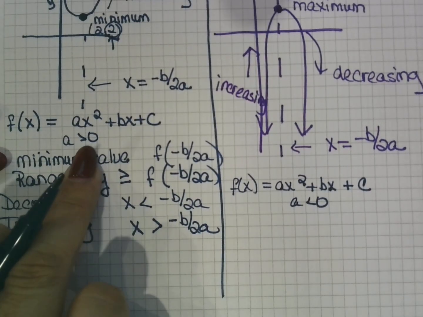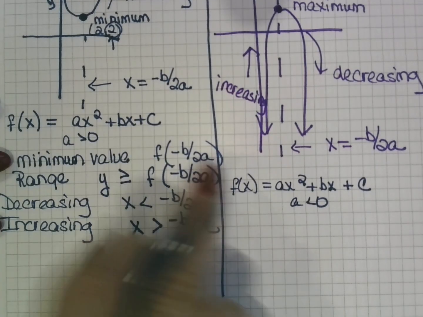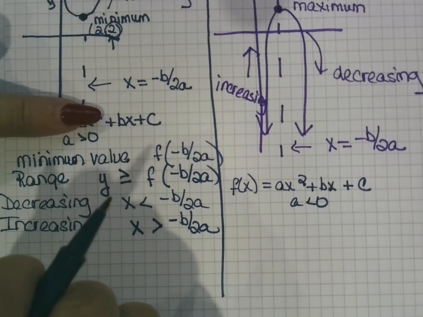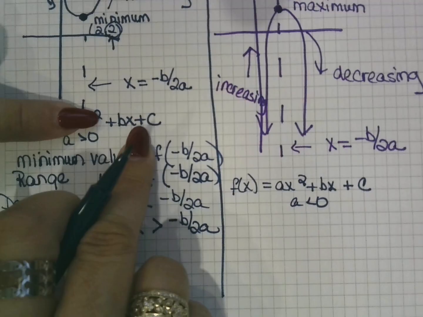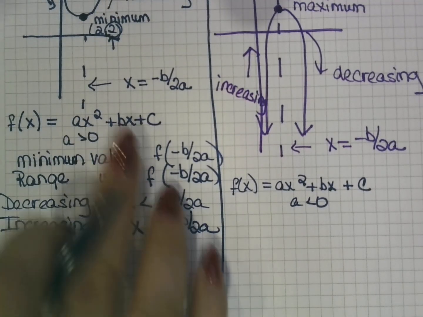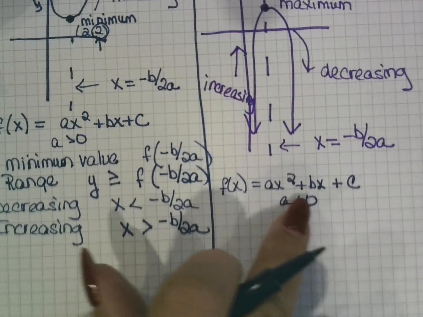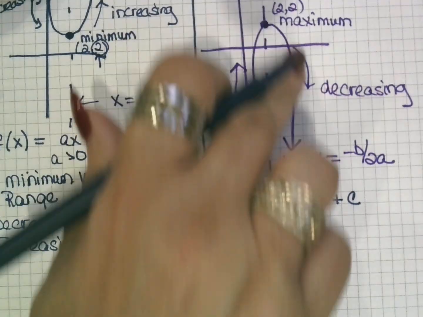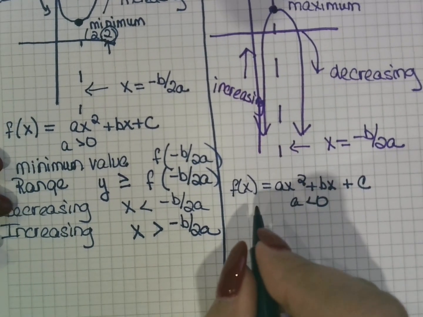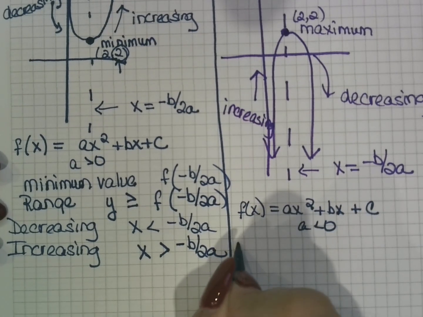I said over here a had to be greater than 0. Yes, it has to be a positive a in order for it to open up. I thought I said something about a being equal to 0. If a is 0, then you have a linear. So we don't have that situation. A has to be greater than 0 over here so that this opens up. It's positive. And here a is going to be less than 0. It's going to be a negative number, so it's going to open down. In this case, you're going to have a maximum value.